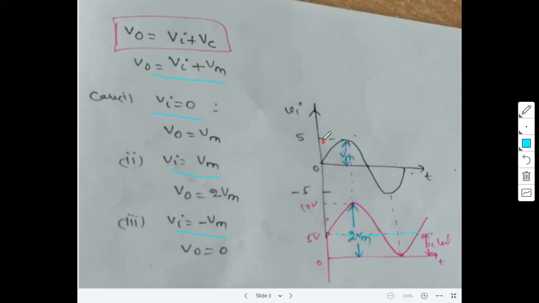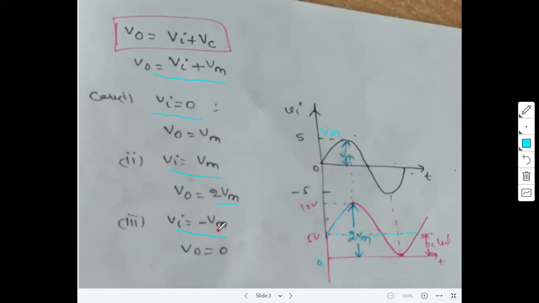Suppose we consider here Vm is equal to 5 volts. So the output signal starts at 5 volts. When the input reaches the peak voltage, Vi is equal to Vm, so Vm plus Vm is 2 Vm. So with respect to the 0 level, the output signal peak is 2 Vm.